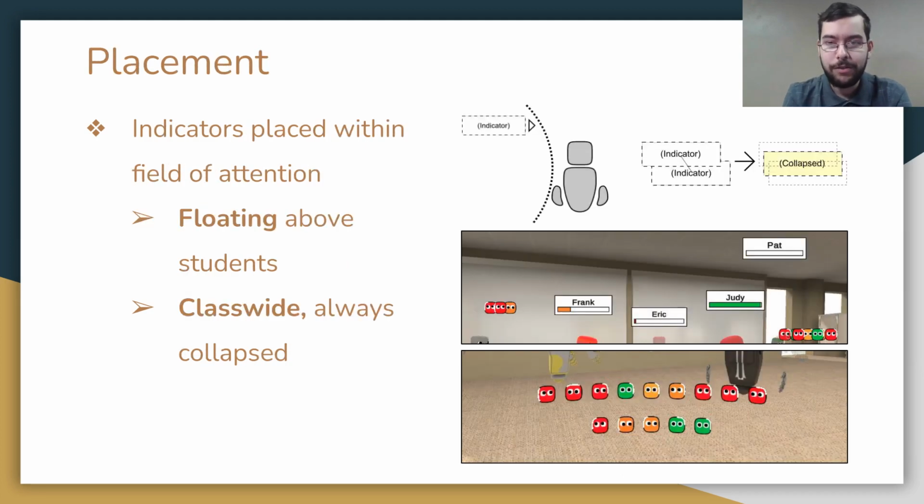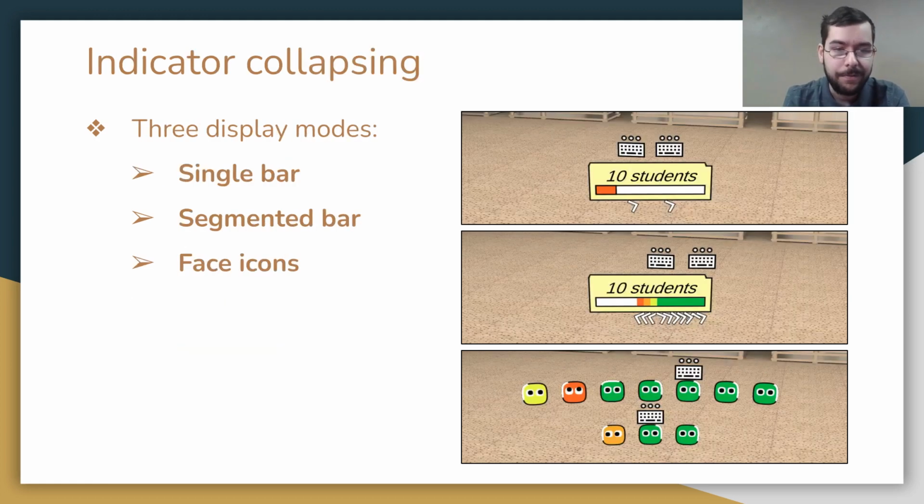So the simplest approach to placing indicators is to place them near the students, like above their heads. But the teacher's field of attention is limited, especially in VR, so we clamp indicators to be inside the boundary of the field of attention. We collapse indicators that get too close, and these become a collapsed indicator that summarizes both student states. Alternatively, we can always collapse to track the teacher's view horizontally within the field of attention at a fixed depth. We call these class-wide indicators.